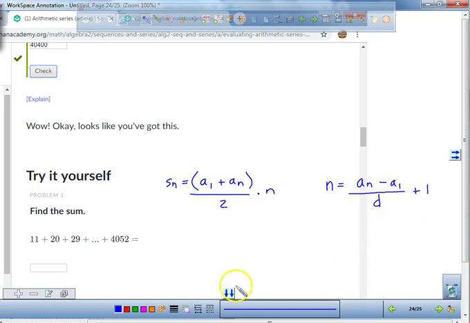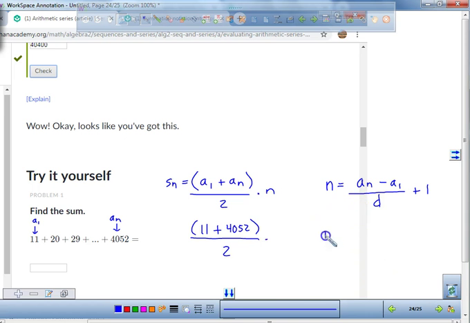So there's your two formulas. Okay, right here, that's your first term. That right there, that's your last term. So that's what let's start with. 11 plus 4,052, all divided by 2 times n. All we need to do is find our n value.